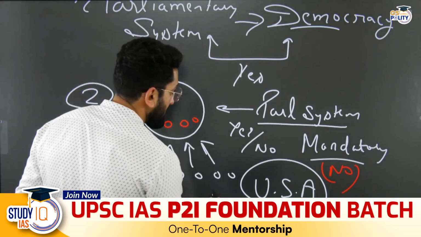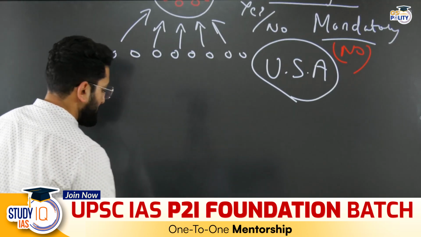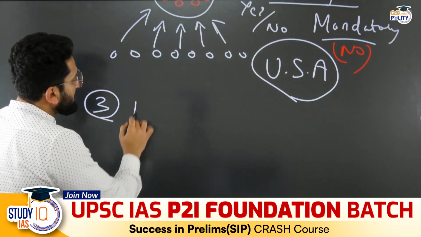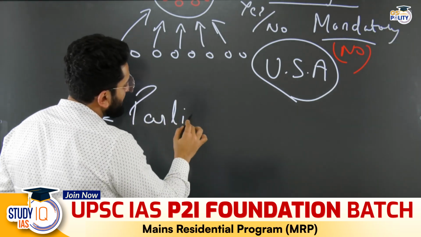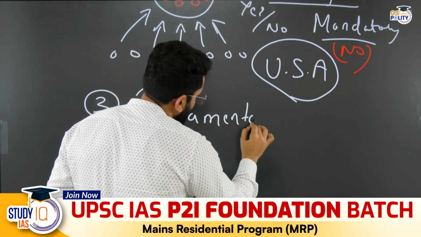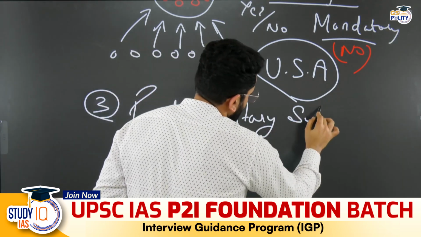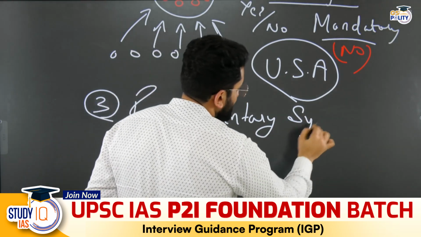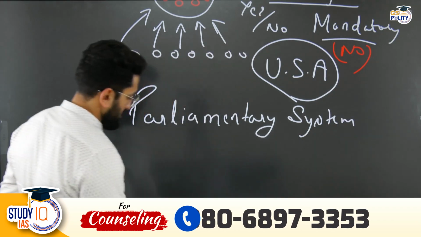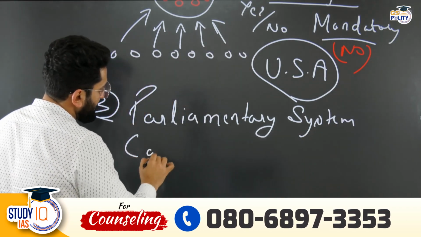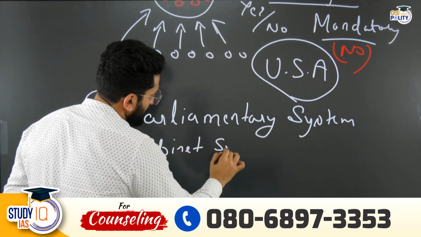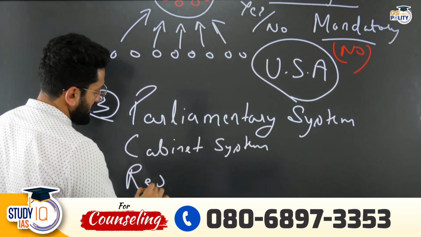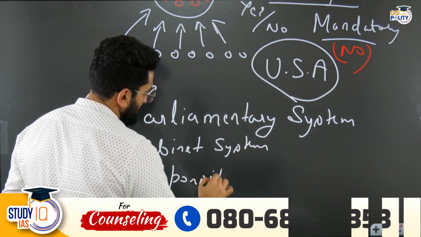Okay. Now I think the second learning is complete. The parliamentary system has some other names as well, and you should be aware of these names. What are the other names? Can you just mention in comments? Along with this, we have the cabinet system. We have responsible government. There's another name, responsible government.